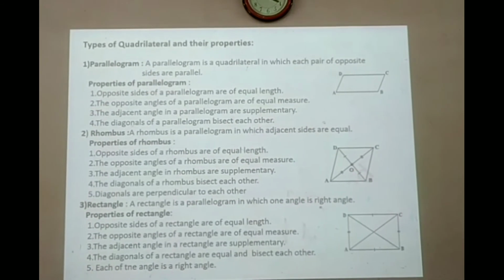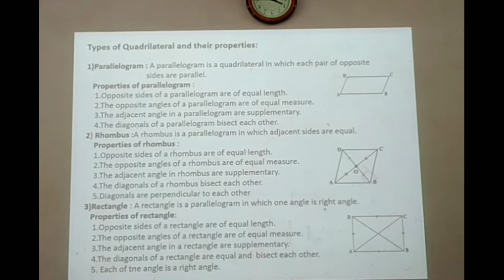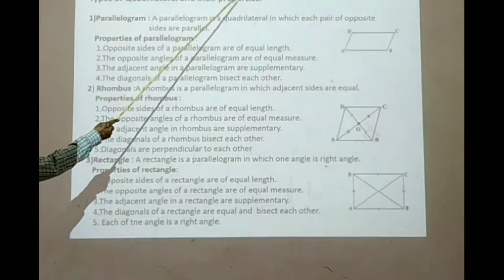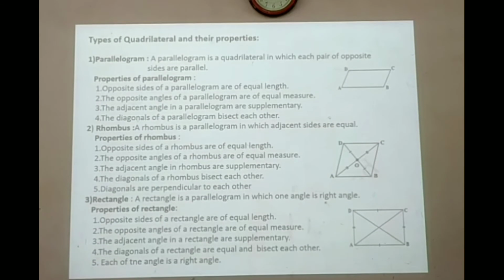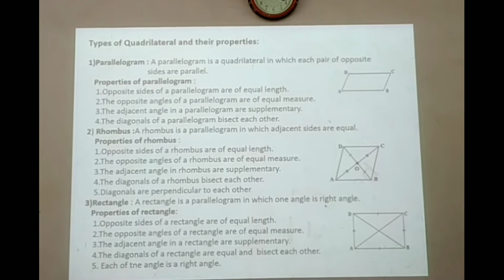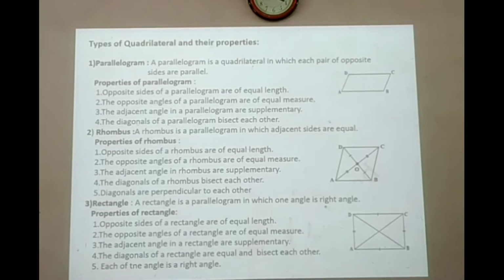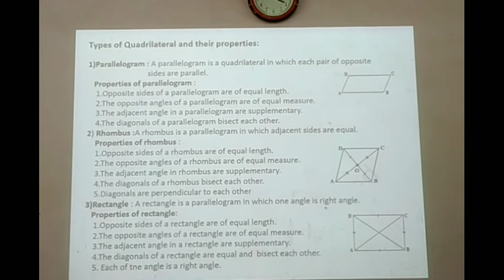Types of quadrilateral and their properties. This is a very important topic. Remember, types of quadrilateral and their properties. First of all, how many types of quadrilateral are there? There are 6 types of quadrilateral, which are parallelogram, rhombus, rectangle, kite, trapezium, and square.